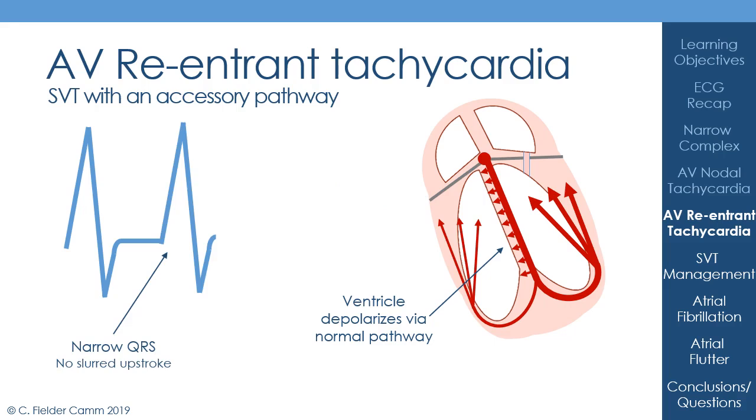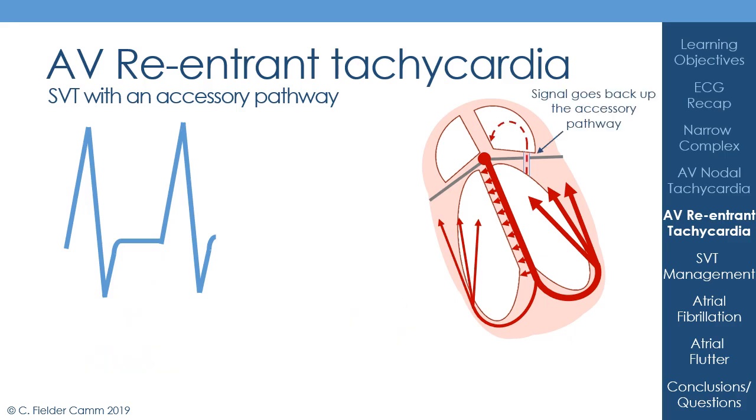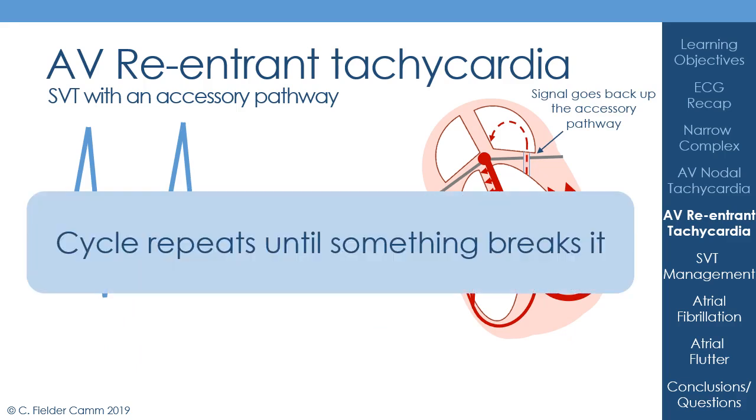And you can see that that signal, by the time it comes back round again through the ventricles, is able to reach the accessory pathway when it's ready to take another signal, and that signal goes back up the accessory pathway and will come around to the AV node again. And you can see that this cycle can repeat over and over again until something breaks it. So both AVNRT and AVRT are forms of circuit arrhythmia. Okay, so they form this big circuit that needs to be broken.